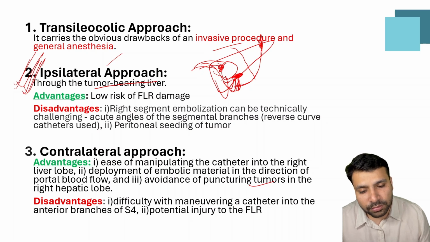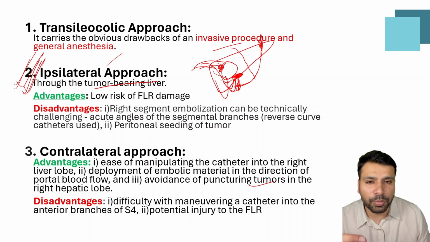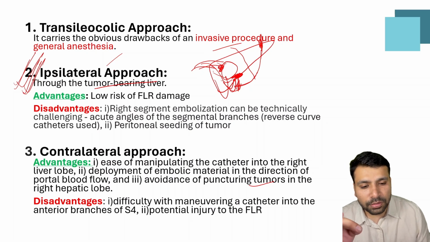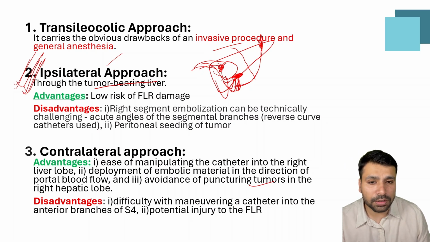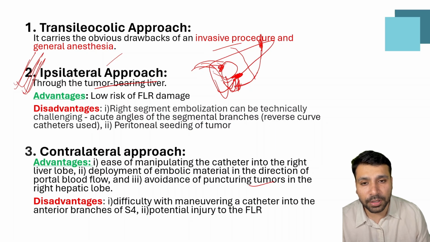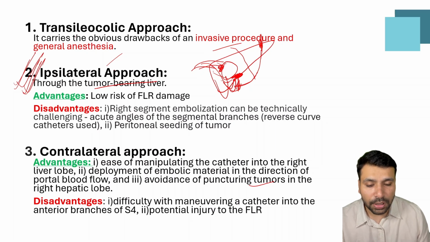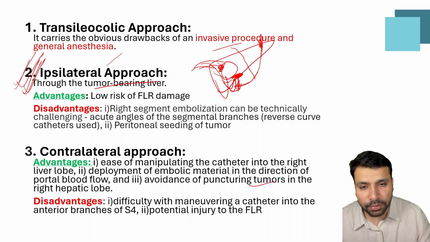Peritoneal seeding is only 0.1 to 0.5%. But the risk of PHLF is real. So we don't want to do anything with the FLR. Therefore the ipsilateral approach is usually preferred and usually done. But as such, there is no literature on which one is better. Both of them are done regularly, whatever the need arises.